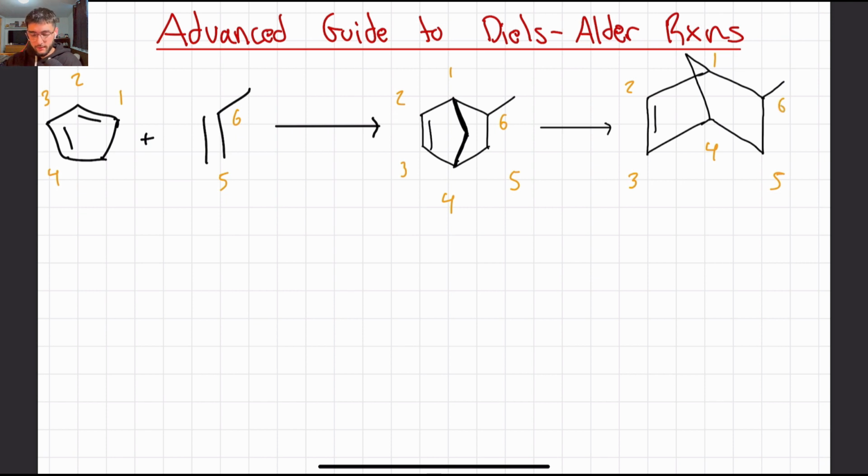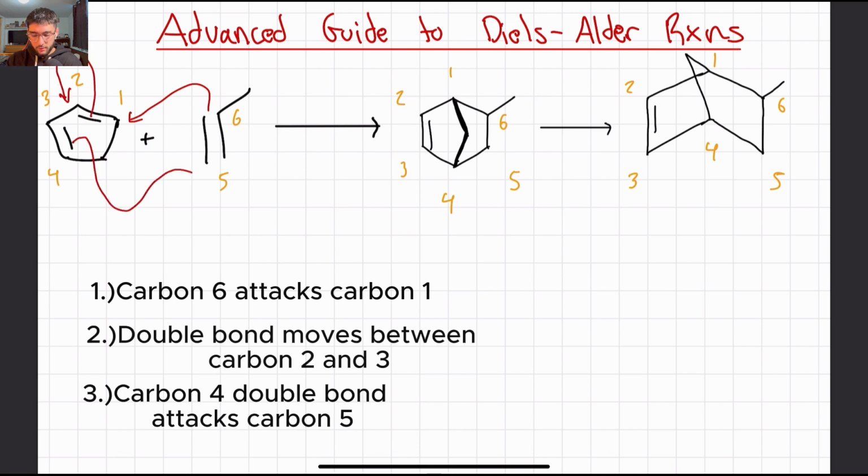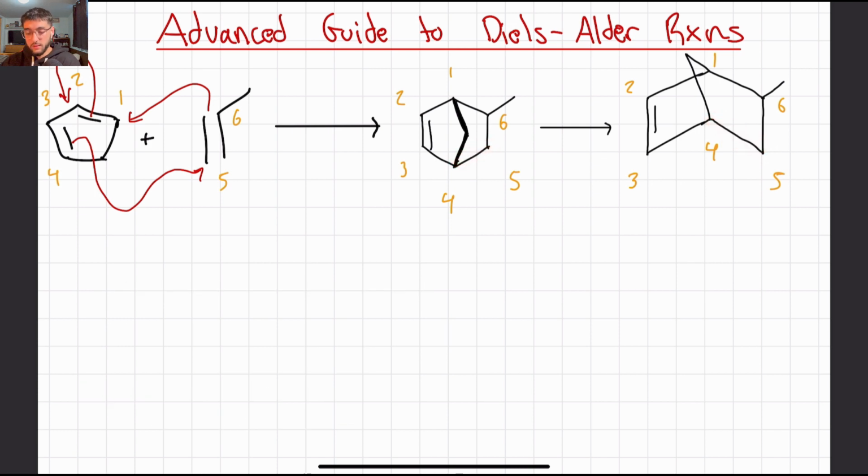Next, we'll go in and draw our mechanism. Carbon 6 attacking carbon 1, pushing over the double bond between carbons 2 and 3, which pushes this double bond to attack carbon 5. So if we see what happens, carbon 6 attacked carbon 1, which is why we see carbon 1 and 6 attached here and here. Then this double bond moved over between carbons 2 and 3. That's why we see the double bond between carbons 2 and 3 here, and 2 and 3 here. And then the carbon 4 double bond attacks carbon 5, which is why these two are connected on the product side.